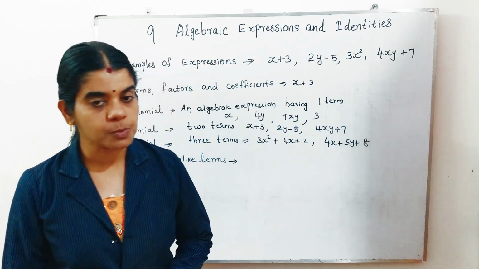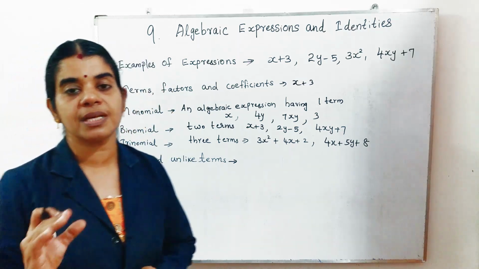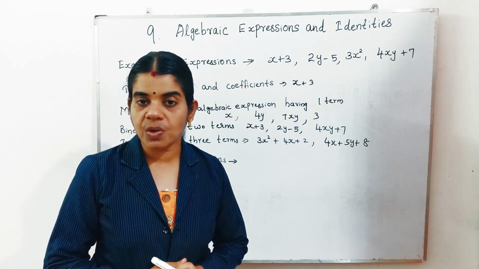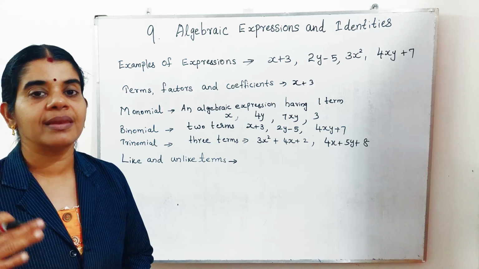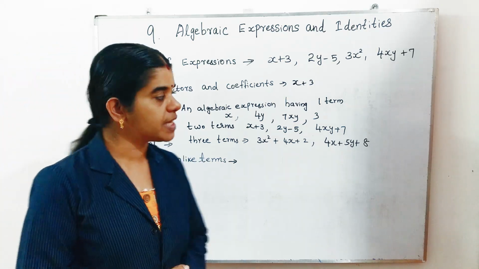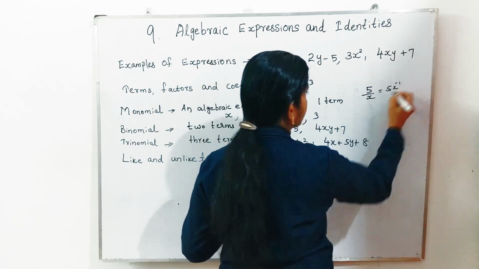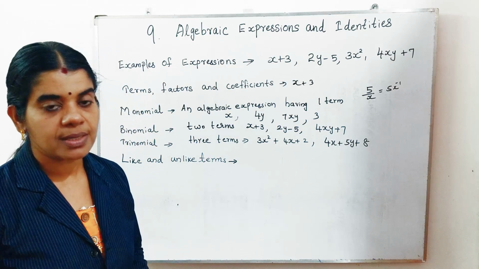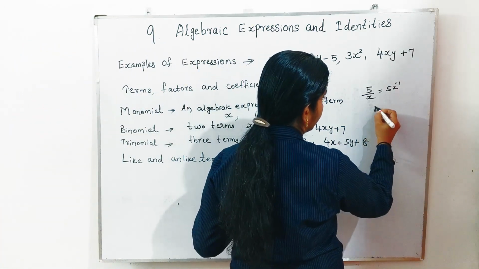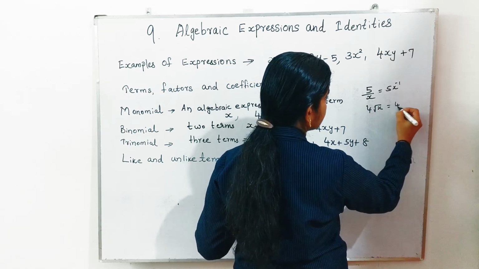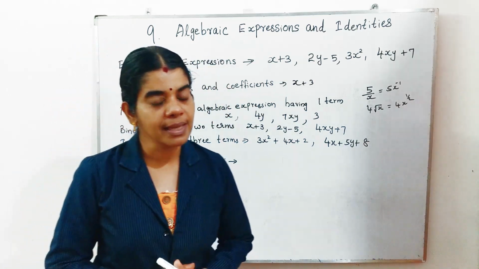Next, all this comes under a general term that is known as the polynomial. An algebraic expression having 1, 2, 3 or more terms all comes under the general form known as a polynomial. The condition for polynomials is that the power will never be negative. Suppose you are writing 5 by x; that is 5 into x raised to minus 1. So a negative power or a fraction power, like root x, 4 into root x, which means 4 into x raised to 1 by 2, these are not polynomials.